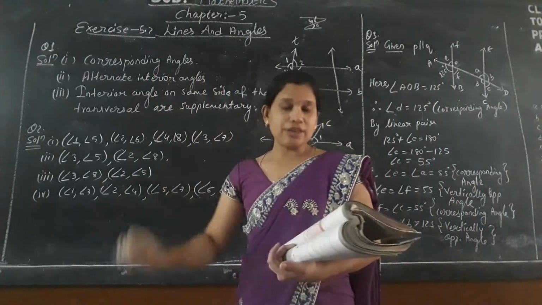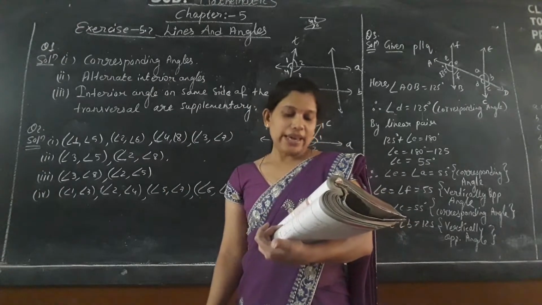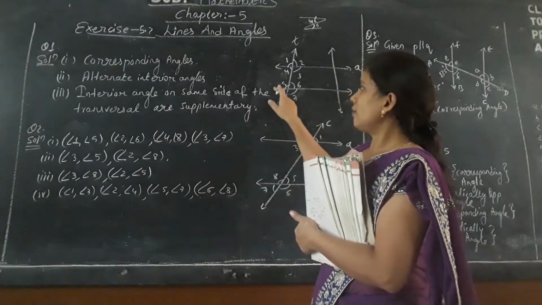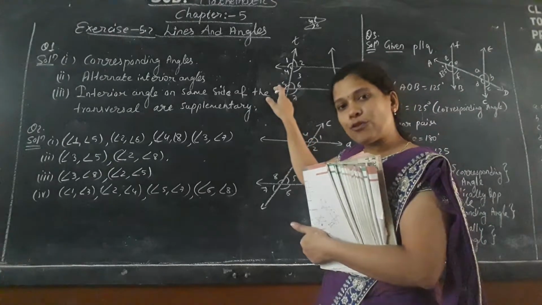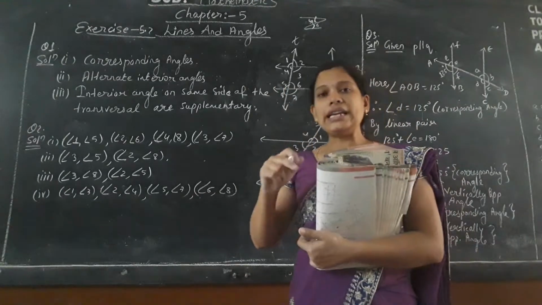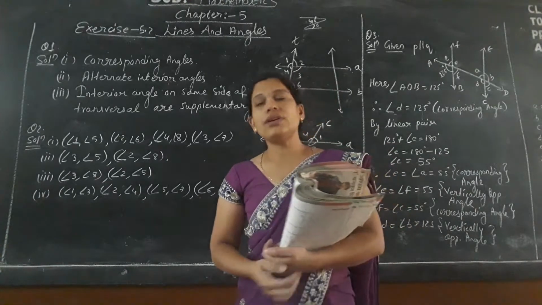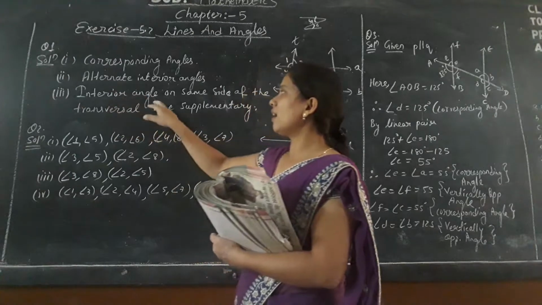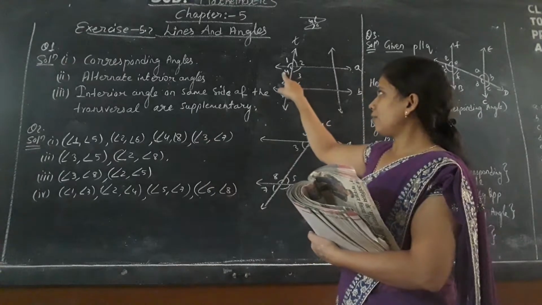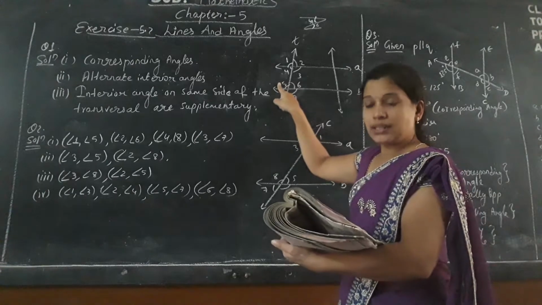Clear? Then the third one: if angle 4 plus angle 5 is equal to 180 degrees, then A is parallel to B. When we add angle 4 plus angle 5, it gives 180 degrees. In that condition, line A is parallel to line B. Why is it so? As we know the property that interior angles on the same side of the transversal are supplementary, when angle 4 is added to angle 5, it gives 180 degrees, and the lines are parallel to each other.